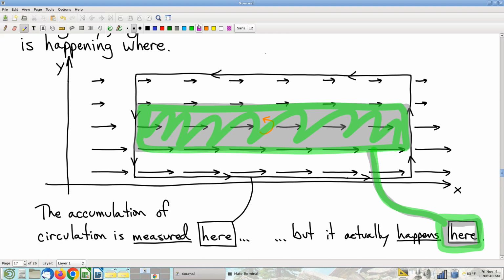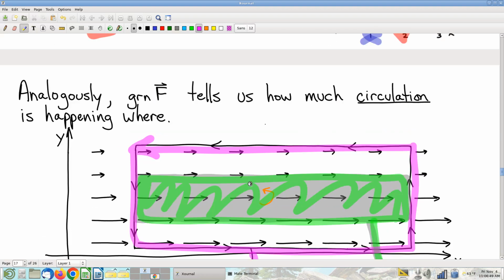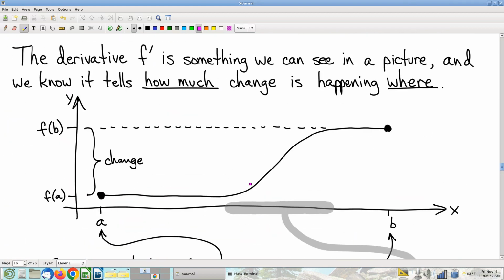Yeah, sure, we measured it on the boundary. Of course. That's how you compute it. But that's not where it came from. It's totally analogous to what's going on here. You measure change on the boundary, fine. Where does change happen? Interior. And it looks like I'm out of time.